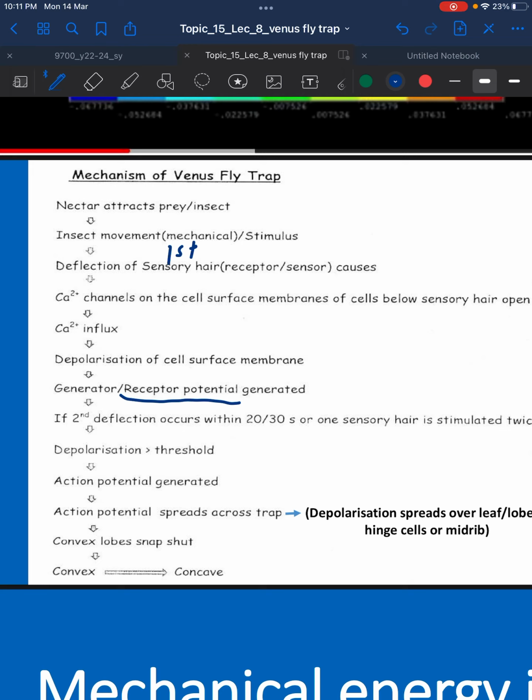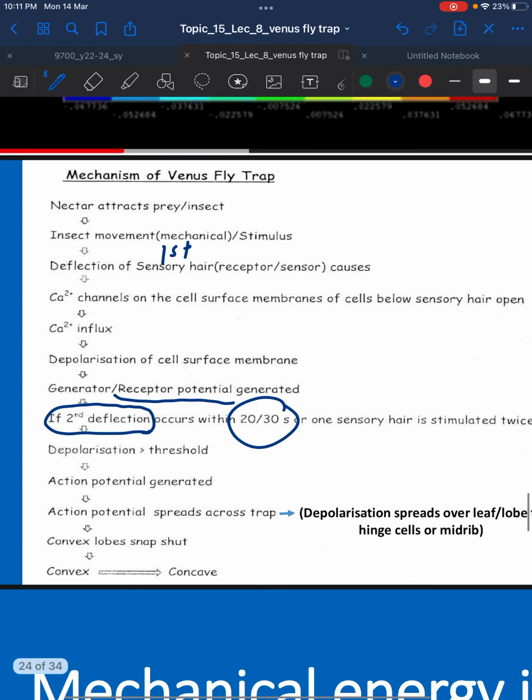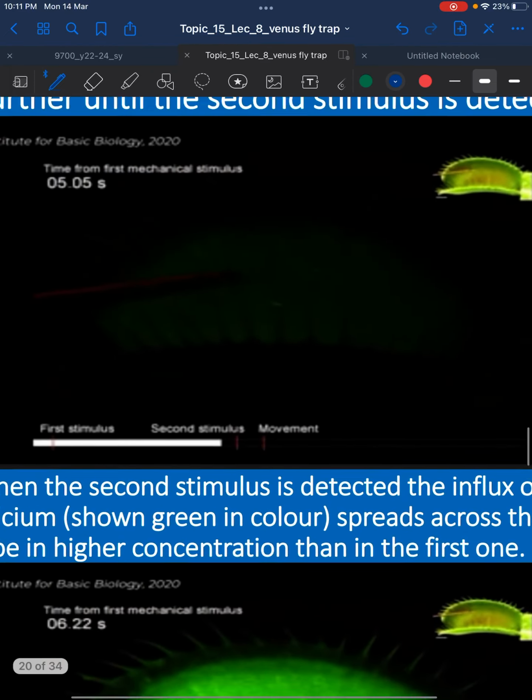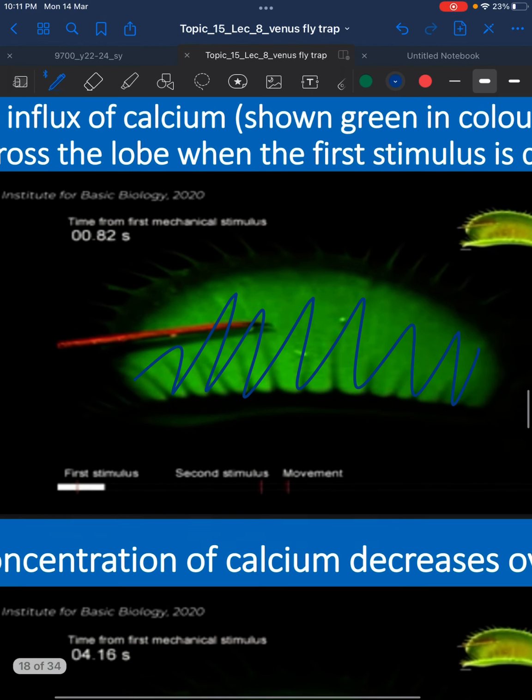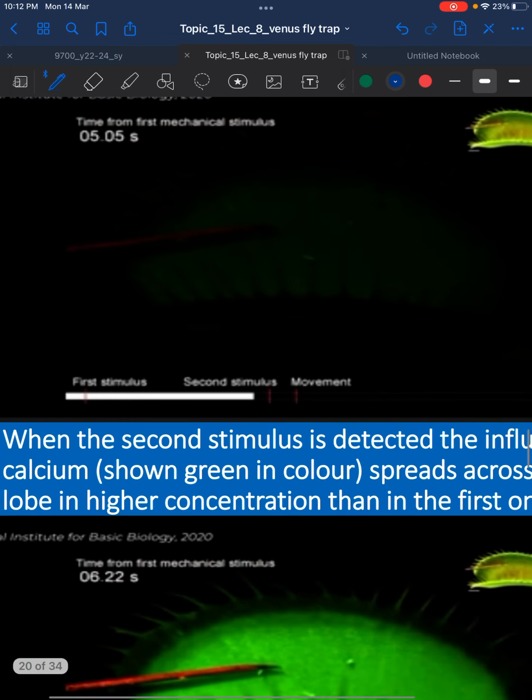It will only, so when the second deflection occurs, it says here, within 20 or 30 seconds, then the depolarization will reach threshold value. So the second deflection will reach the threshold, the required strength of stimulus, and only then can action potential occur. So action potential will only occur after the second hair is deflected.